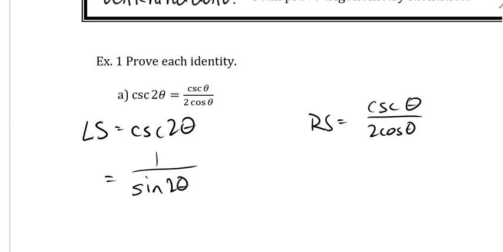What would you try in this case? What does your gut tell you? I hope it tells you we should use the double angle formula for sine. Yes, that is the best thing to do. So if that's what you were wondering, yes, that's what we're going to do.